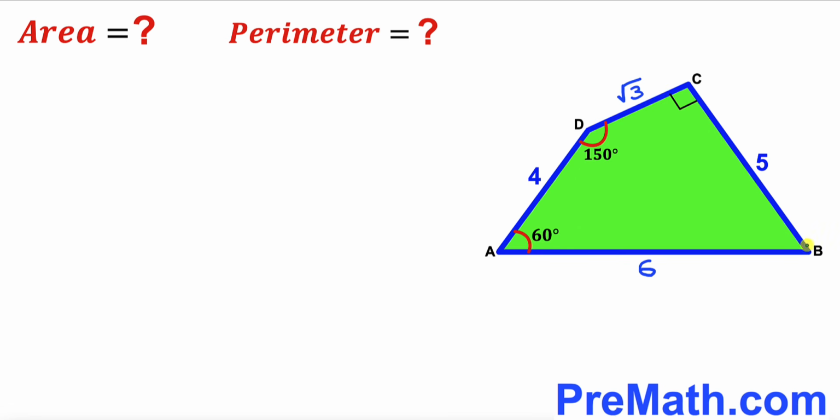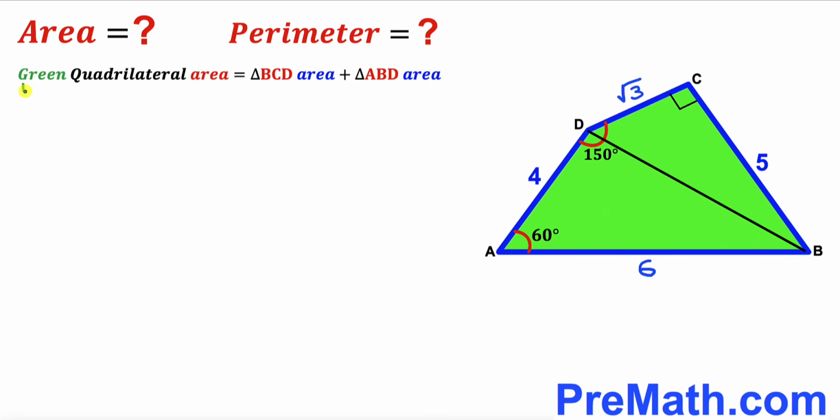And we are going to connect these 2 points B and D, as you can see in this next step. And here we have divided this green shaded quadrilateral into these 2 triangles, this right triangle BCD and this other triangle ABD. So therefore we conclude that the area of this green shaded quadrilateral is going to be equal to the sum of these 2 triangles, the triangle BCD area plus the triangle ABD area.